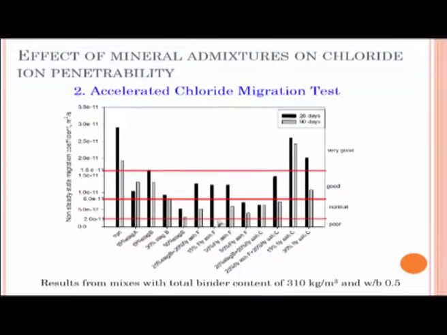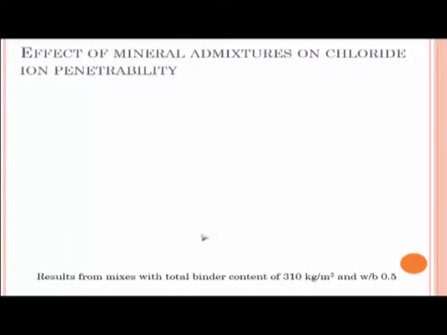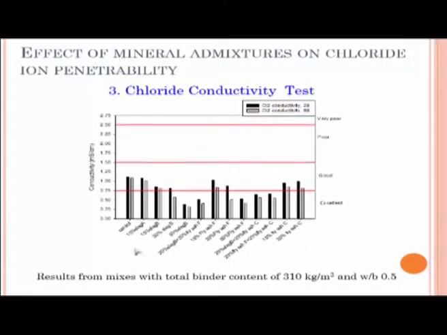Again, this is by the accelerated chloride migration test. You get lower and lower values of migration coefficient when you substitute cement with slag and fly ash. That means you have much more improved performance. And this is the chloride conductivity test. Once again, for the levels of replacement that are large, you get very low conductivities through the concrete. That means you get an excellent behavior of the concrete.